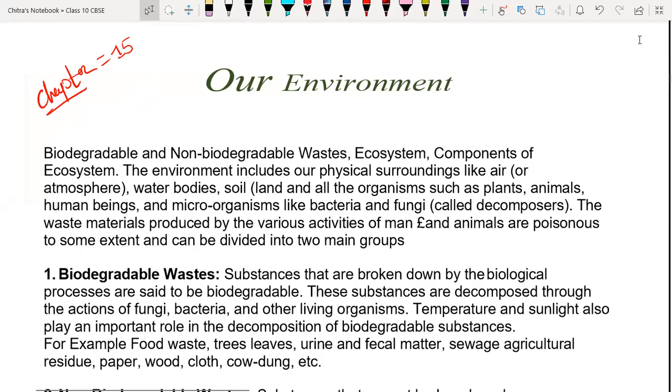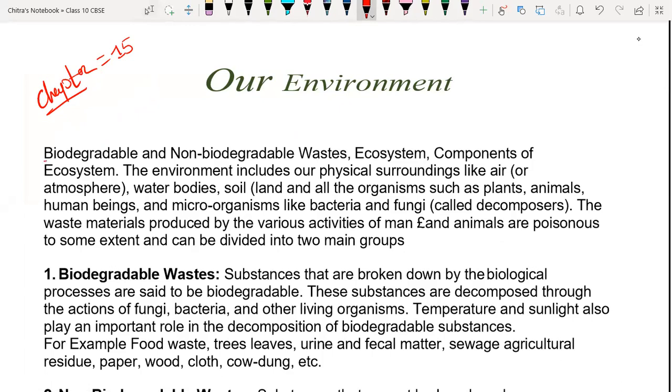Today we are going to start the new chapter of our science, chapter 15 called Our Environment. It is again a really very important chapter as per your exam point of view. So first we are going to understand about the waste, its types and the components, or we can say the important points that we will cover in this chapter. We are going to understand that first.